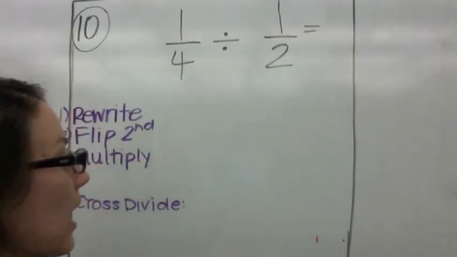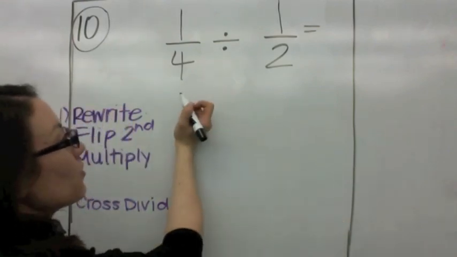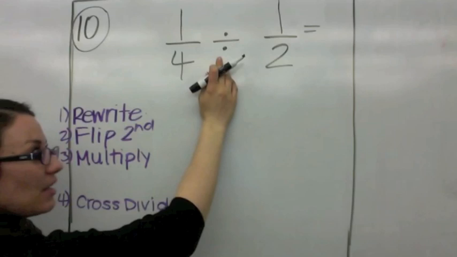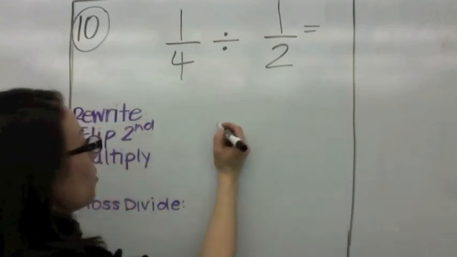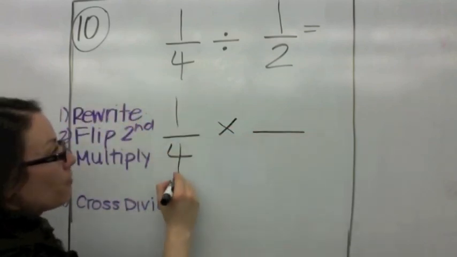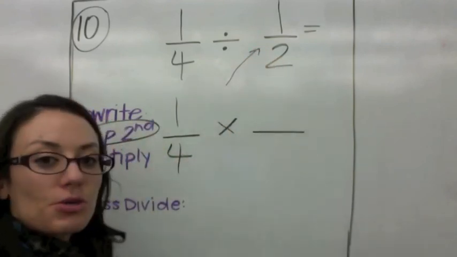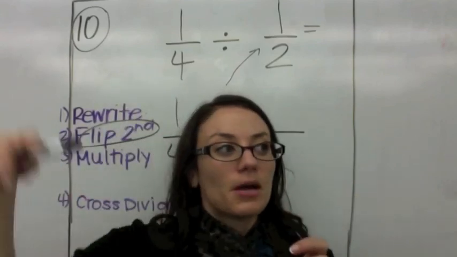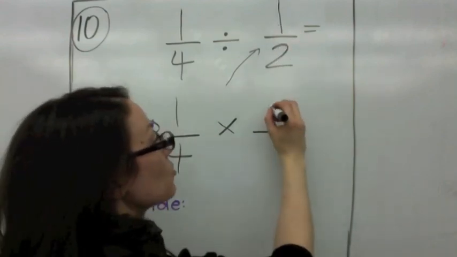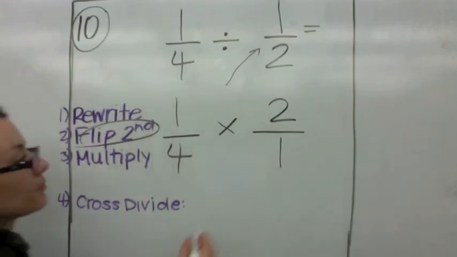Okay, so let's take a look at our last example. This is number 10 on your classwork. All right, so if you have 1/4 divided by 1/2, remember when you divide by a fraction, you actually have to multiply. So you rewrite the first fraction as 1/4. Then you flip the second fraction. So here are the ones that you flip. You do the reciprocal, say reciprocal, when the bottom becomes the top and the top becomes the bottom. So 1/2 becomes 2/1.